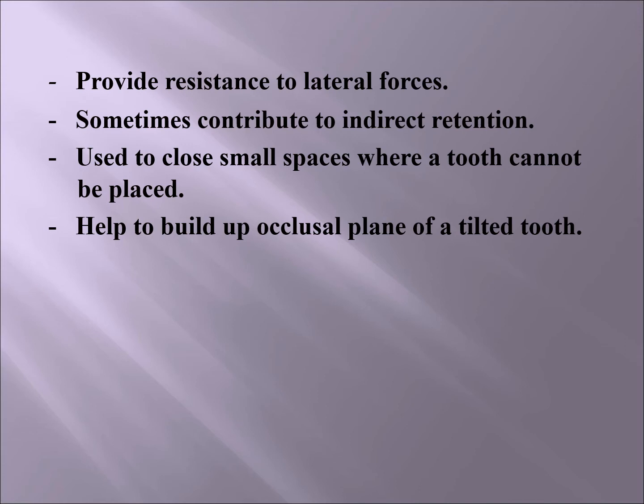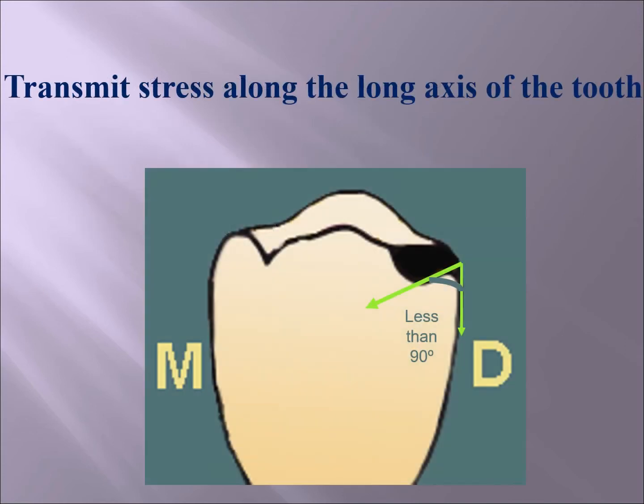Let's go through these functions in more detail. Now, transmit stresses along the long axis of the tooth. This is an example of an occlusal rest. Usually it is prepared on a posterior tooth, a premolar or a molar. Now it has a certain configuration, which we will talk about in a moment, that allows it to transmit the occlusal forces to the long axis of the tooth. The configuration is about the angle between the floor of the rest seat and the prepared guiding plane. This angle should be less than 90 degrees.